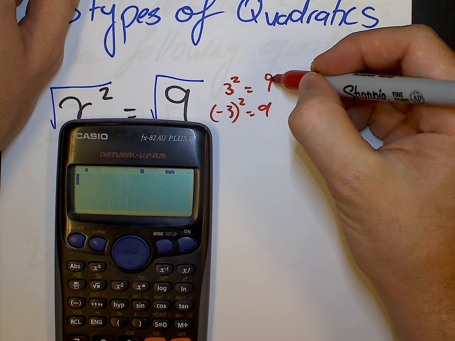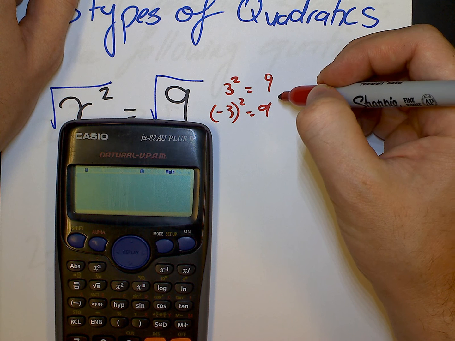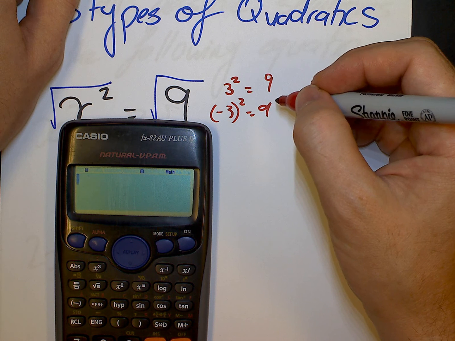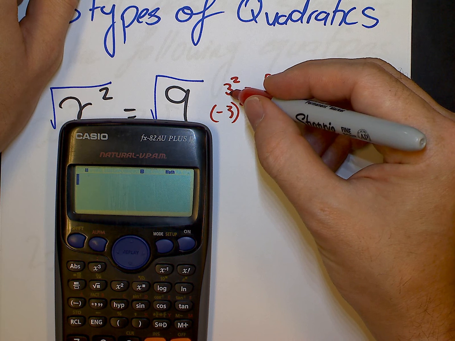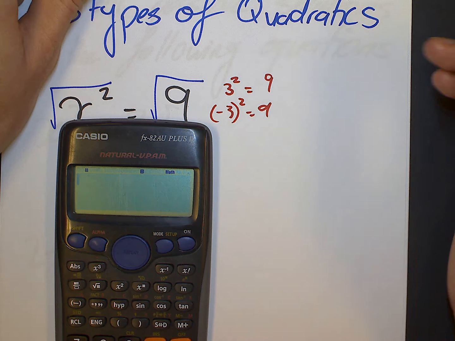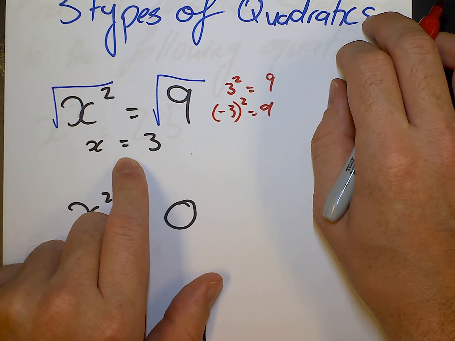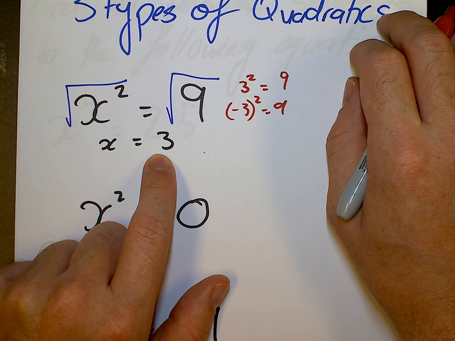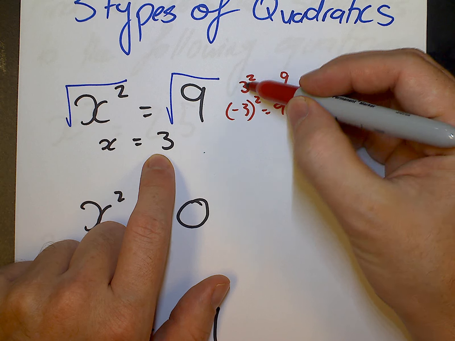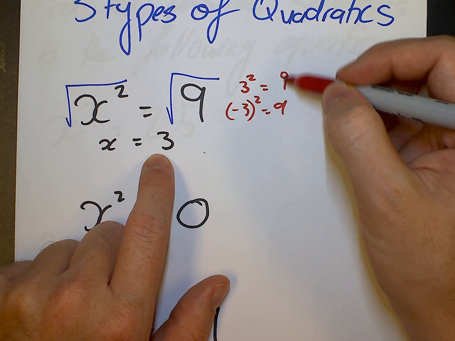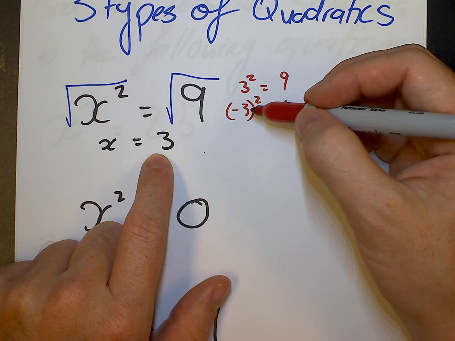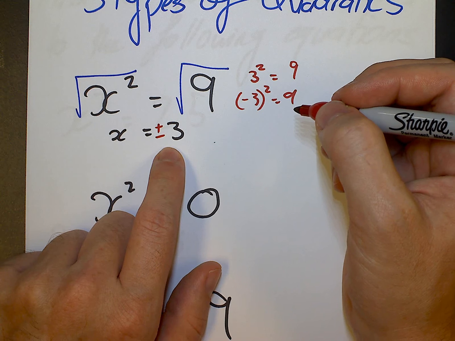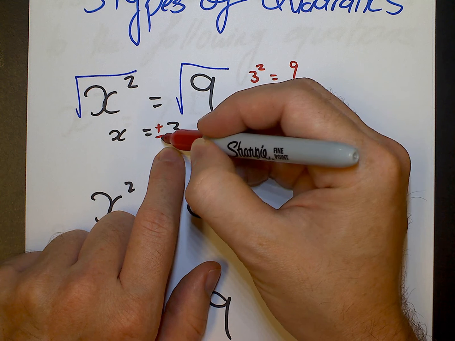If we square root 9, really there should be 2 solutions. There should be 3, and there should be negative 3. So what we're saying here is, in fact, the square root of 9 is not just positive 3. It's positive 3 and negative 3, because both of those numbers squared gives us 9. So square rooting them should give us 2 solutions. So we are going to say it has 2 solutions, and they are positive 3 and negative 3.